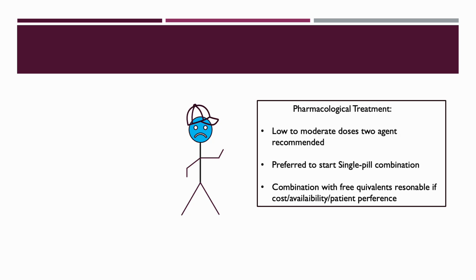So for stage 2 hypertension, it is recommended to start treatment with low to moderate doses of 2 separate agents. It is also preferred that these agents be present in a single pill combination, as it improves adherence and leads to a better control of blood pressure. Treatment with free equivalents is also reasonable if cost, availability, or patient preference is an issue.